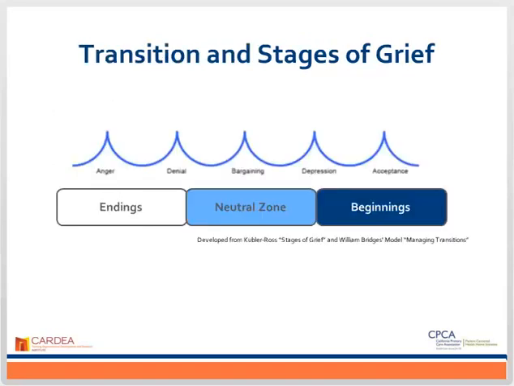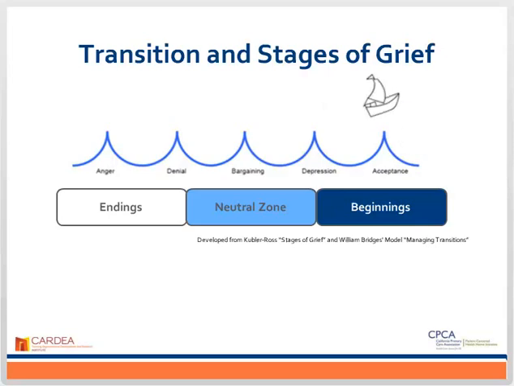In this slide, you see that in endings, we often experience the first 2 stages of grief, denial and anger. As we move into the neutral zone, we experience the next 2 stages of grief, bargaining and depression. And finally, we move into beginnings. We reach a stage of acceptance.